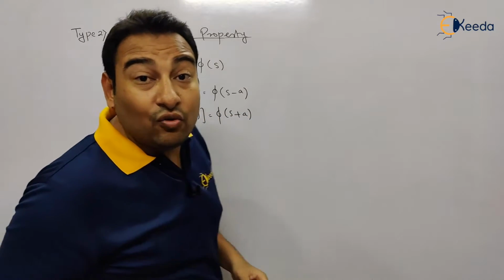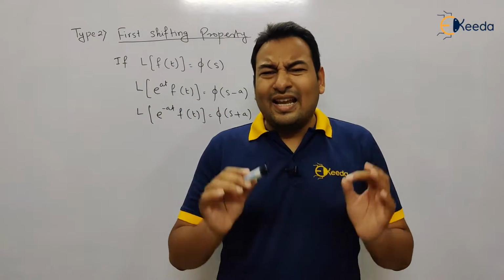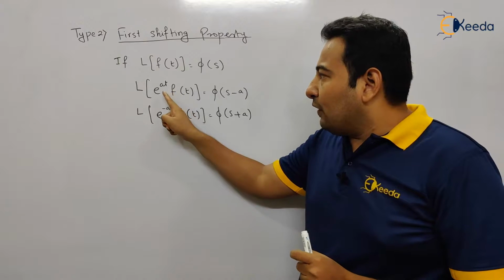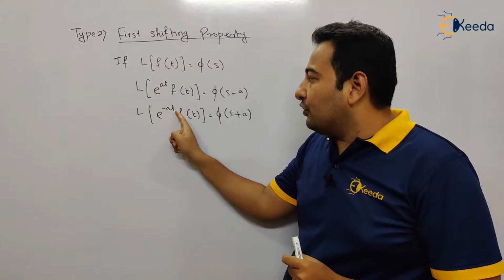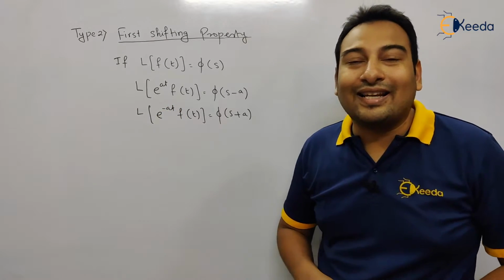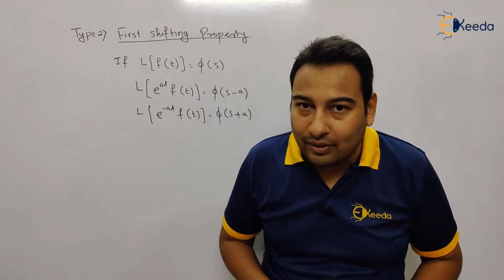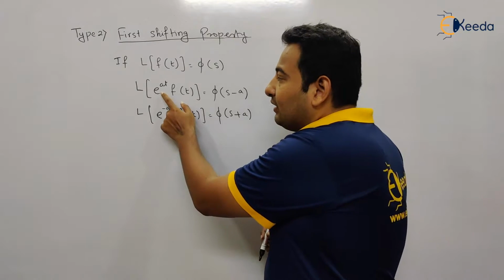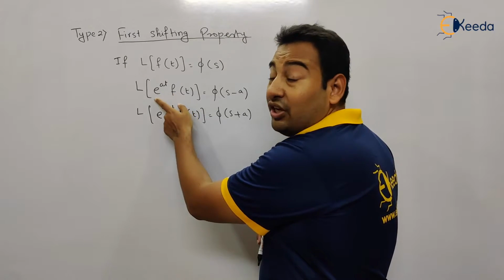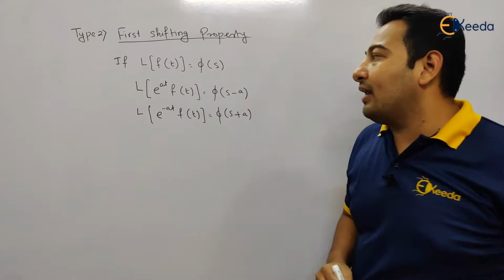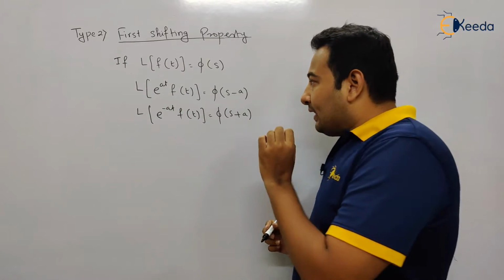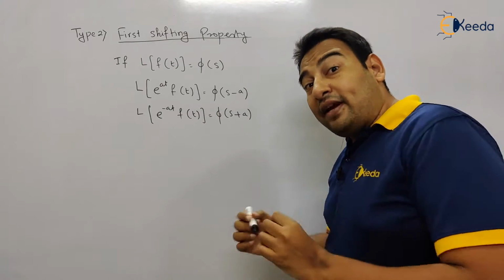So let me explain what this property means. It's very simple. With a function, if we have an exponential part, that is called FSP, that is the first shifting property. And the condition is this exponential should be in multiplication with the function. So exponential with the function, then it is called FSP. Then let us see what is the effect of that FSP.